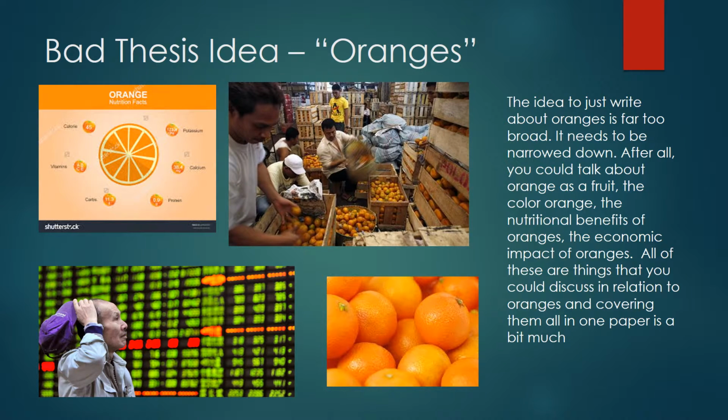This starts off by developing a simple idea and narrowing it down as needed. So here's my sample thesis idea. Oranges. Now in this case, you have a 4-page paper due. Writing everything there is to write about oranges in 4 pages is a bit too broad in scope. After all, you could talk about oranges as a fruit, the color orange, the nutritional benefits of orange, the economic impact of oranges. All these are things you could discuss in relation to oranges, and covering them all in one paper is a bit much. So you pull out one idea related to oranges from this broad idea in order to narrow down the scope.